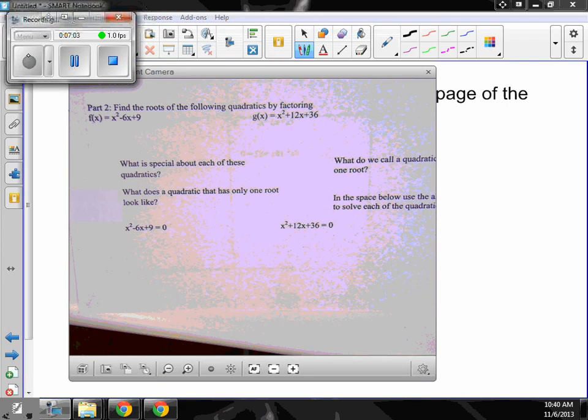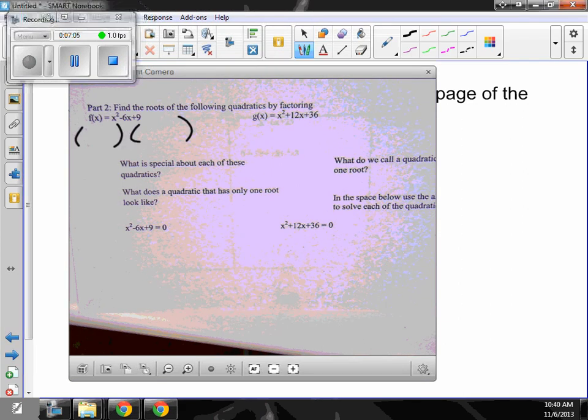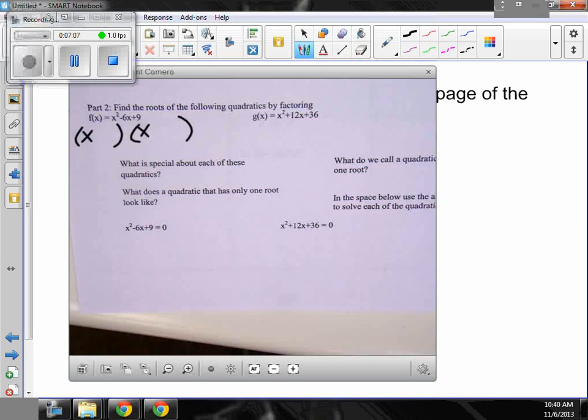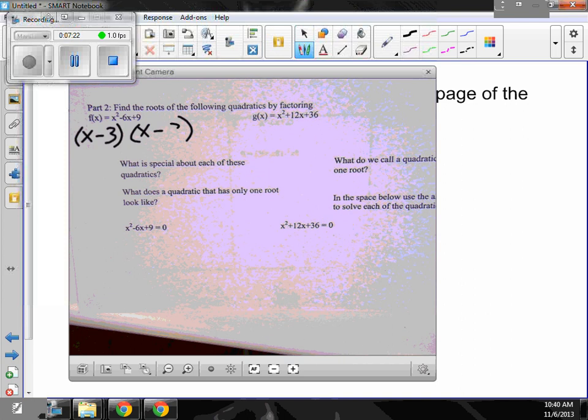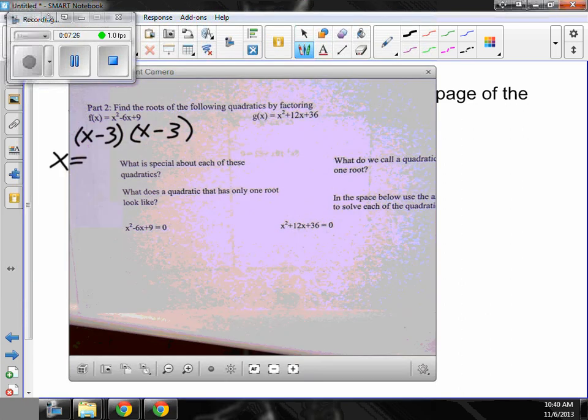So for the first one, what do I know about the signs? Both negative. Good. And can you think of two numbers that multiply to be 9 and add to be 6? 3 and 3. So x minus 3 and x minus 3. So what are the roots? 3 and 3. Do we need to list it twice? Nope. Once is good enough.